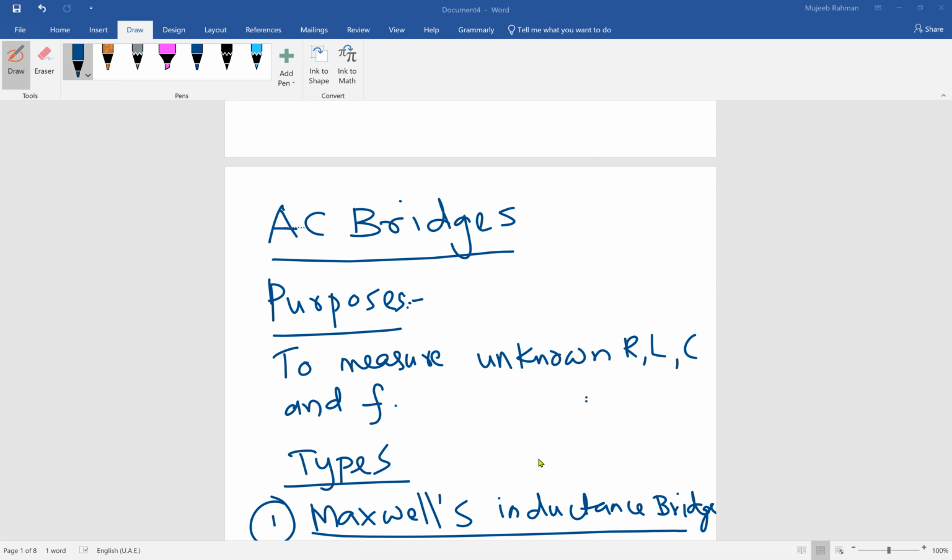In today's lecture, we are going to learn about AC bridges. Before we get into the details of the AC bridges, these types of bridges are commonly used to measure the resistance and inductance of coils, the capacitance and the dissipation factor of capacitors, and also the unknown frequency.